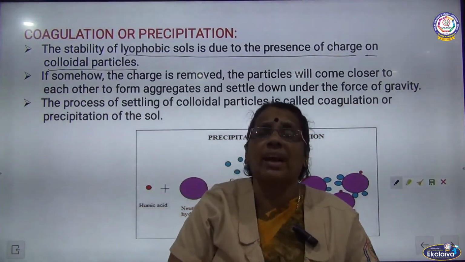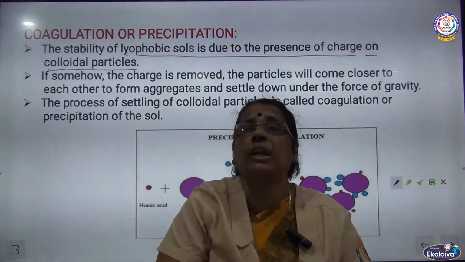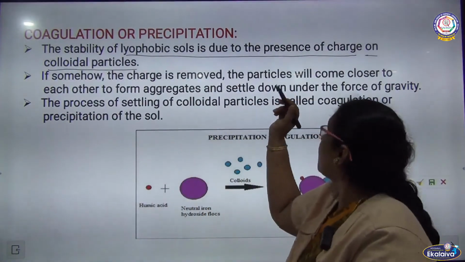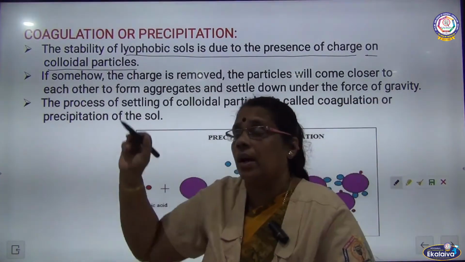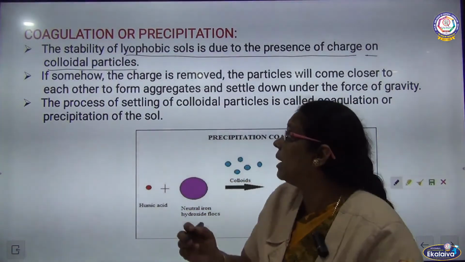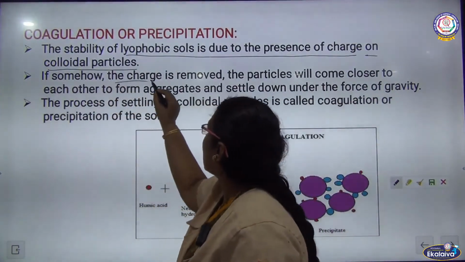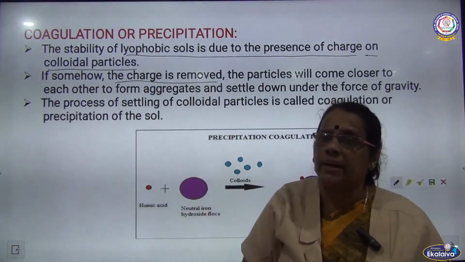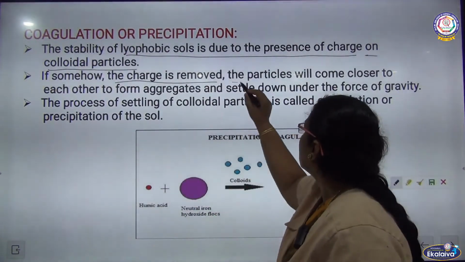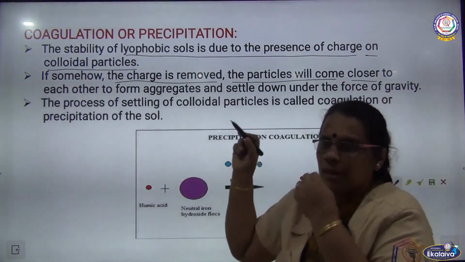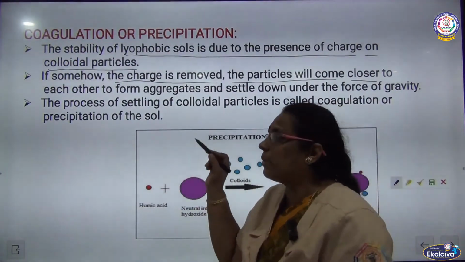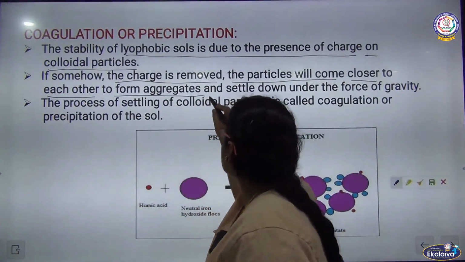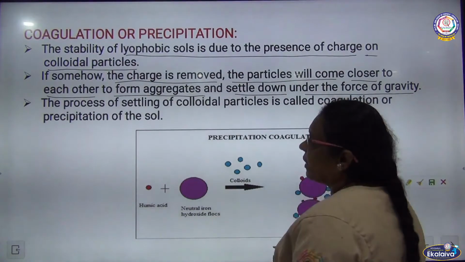Lyophobic colloids, they are solvent hating colloids, they are unstable. How are they getting stability? Because of the presence of the charge on the colloidal particles, they are acquiring stability. If somehow the charge is removed, the particles will come closer. If we remove the charge, what will happen? The particles will be coming closer, so they will form aggregates and settle down under the force of gravity.